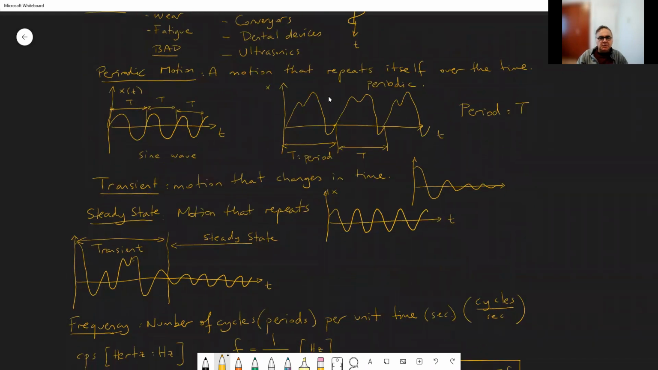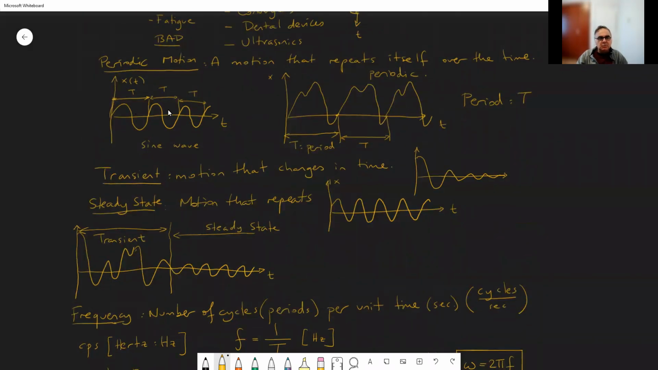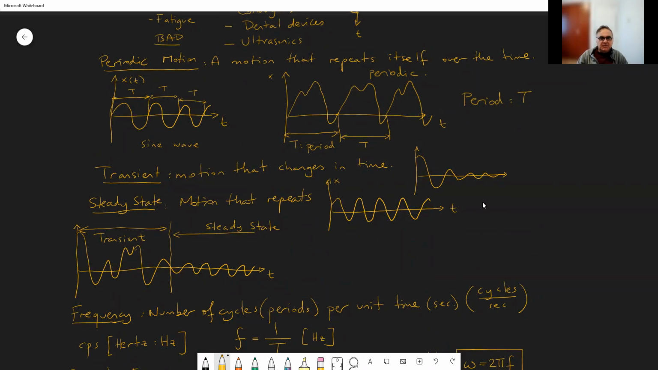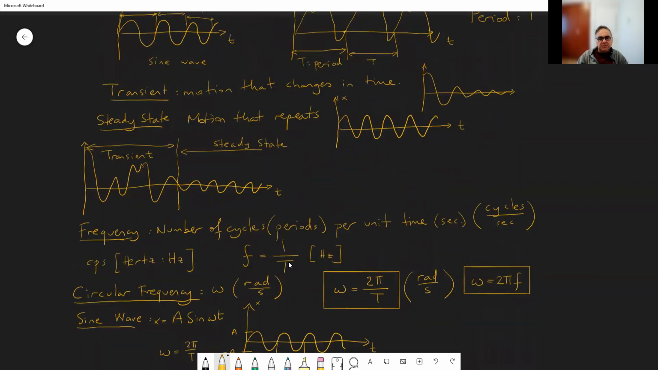We define the periodic motion, in which the motion repeats itself with a period T, and the frequency is the inverse of that period. Frequency f is 1 over T, and that is cycles per second. That is how many periods are taken in 1 second. But we in vibrations don't use that.